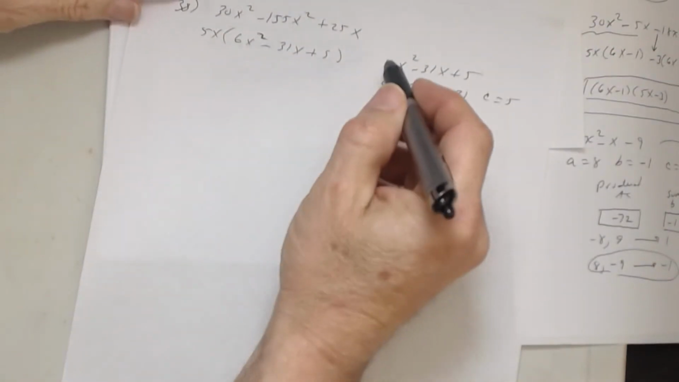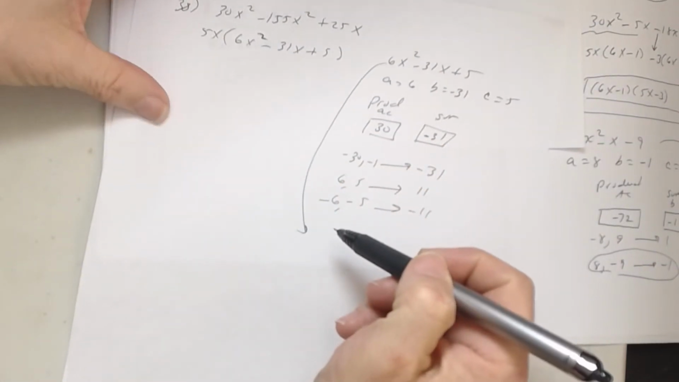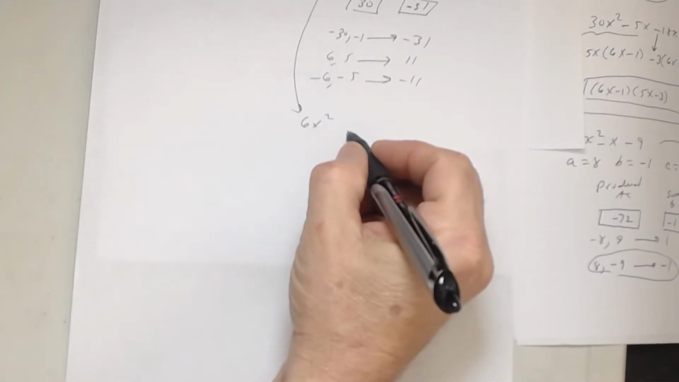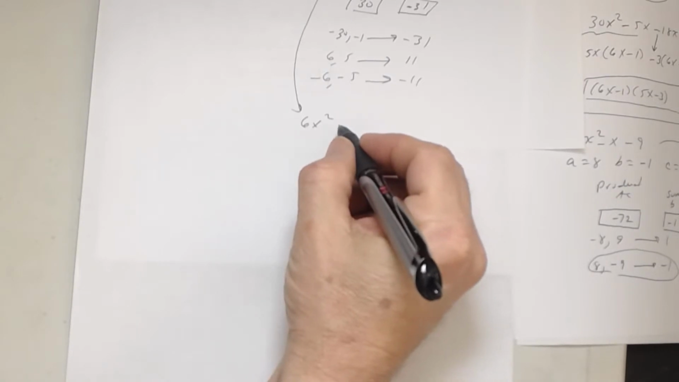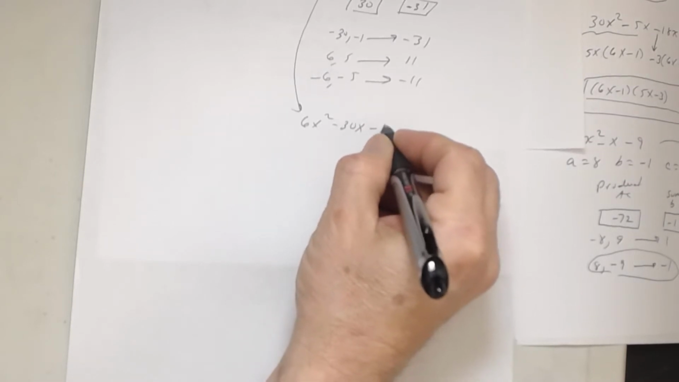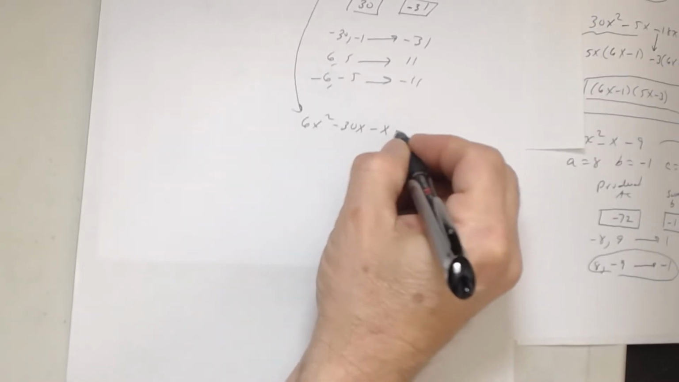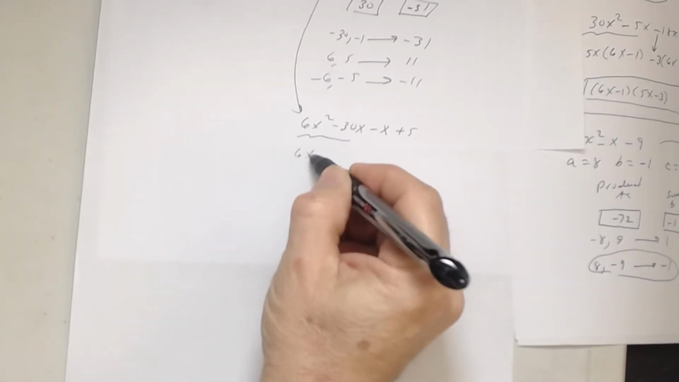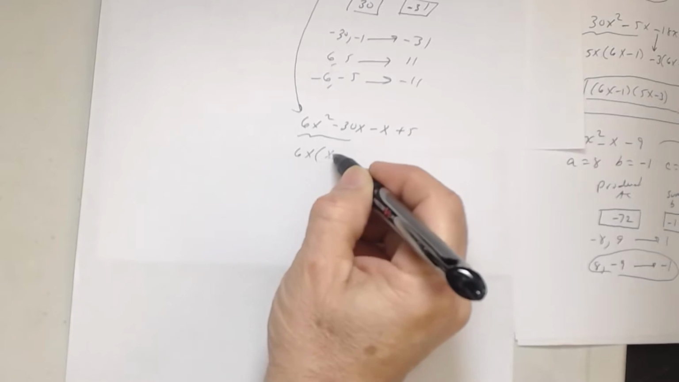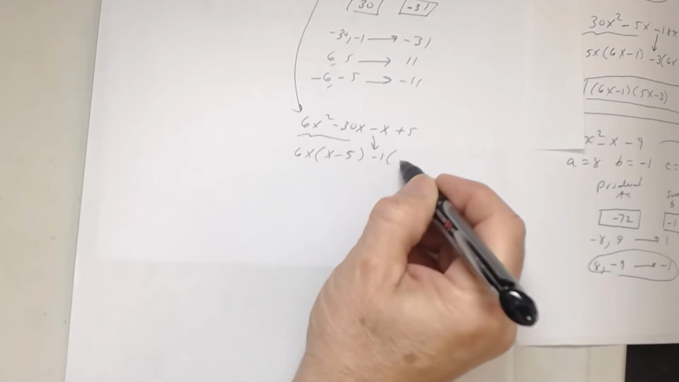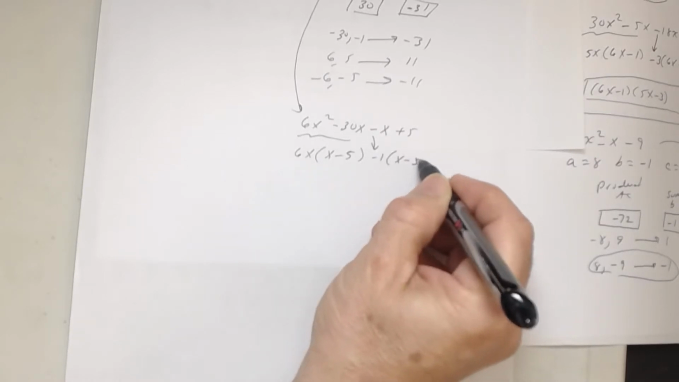So we're going to rewrite this quadratic using 4 terms now. So 6x squared. All right, which one do you want to write first? Minus 30, okay, so minus 30x, and then what? Minus x, or minus 1x, plus 5. All right. Okay, from the first group, what can you factor out? 6x times what? Okay. Second group, what can you factor out? Negative 1 times what? X minus 5.